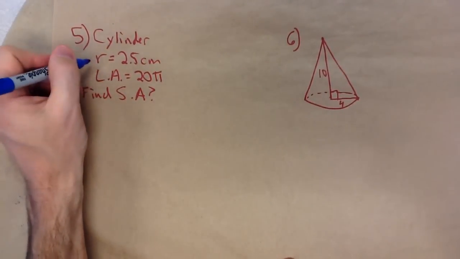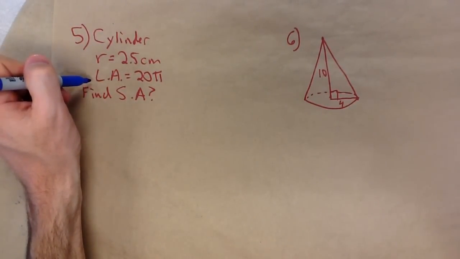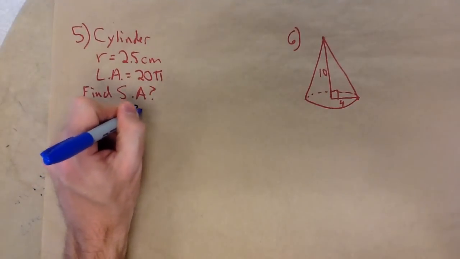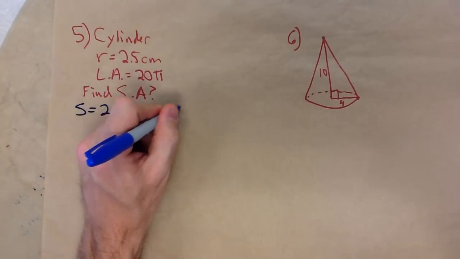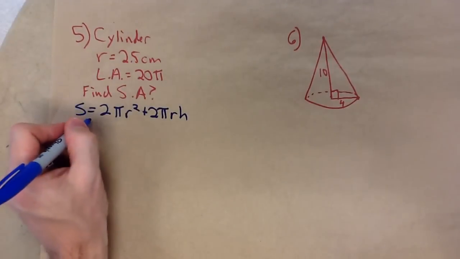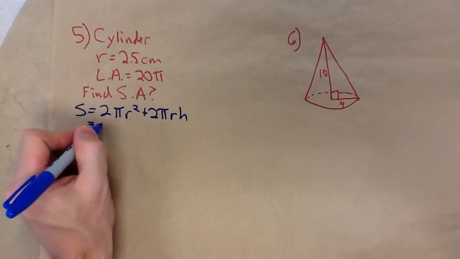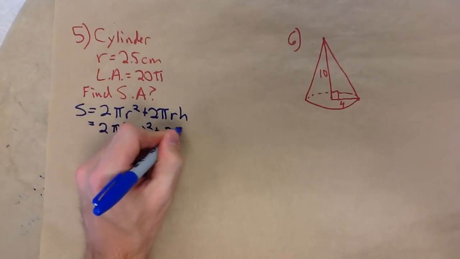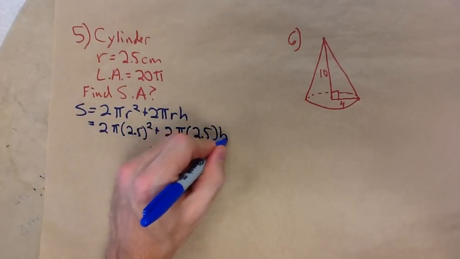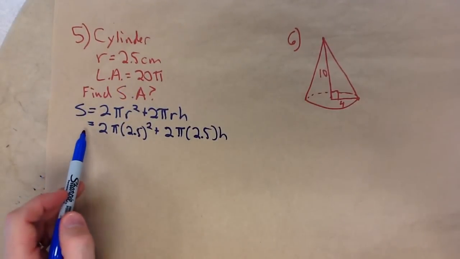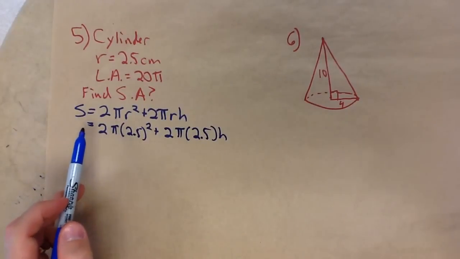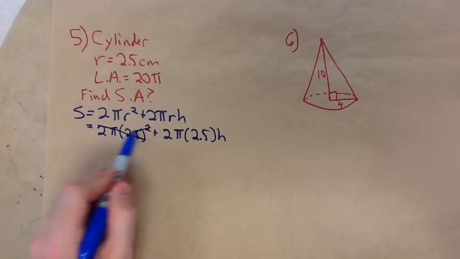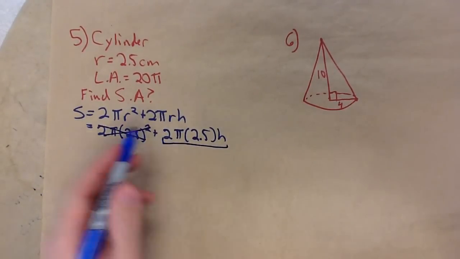For number 5, I'm given that the radius is 2.5 and the lateral area is 20 pi. I need to find the surface area. So let's just start with the surface area formula. I know the radius is 2.5, so I'm going to plug that in. And then the lateral area is 20 pi. Now the lateral area isn't the total thing. The lateral area is the part without the bases. So these are actually the bases. This is the lateral area.